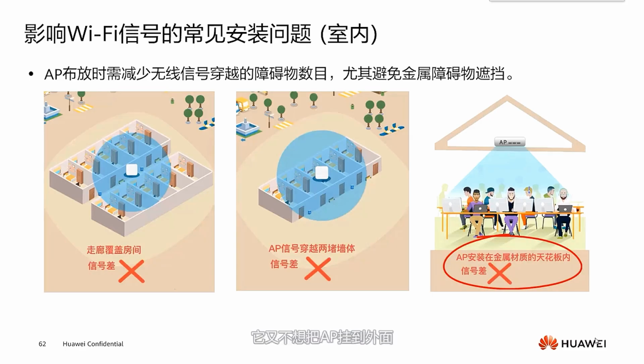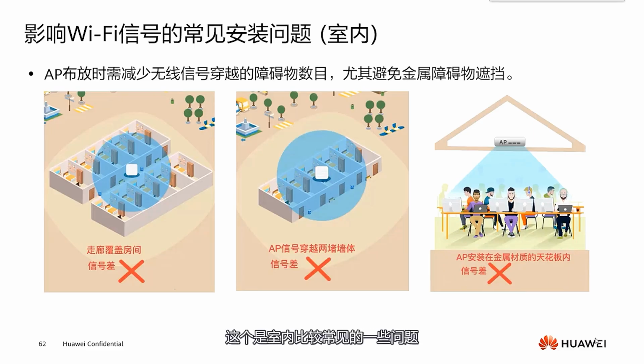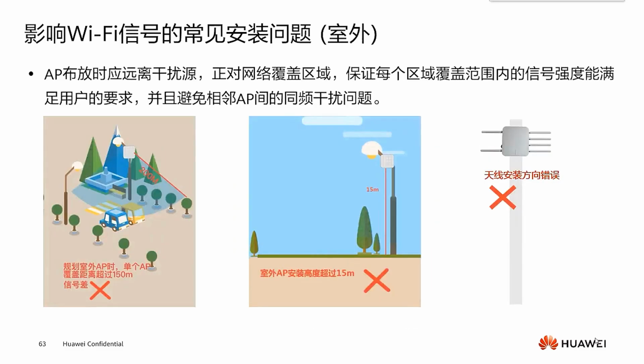Many companies' ceilings are made of metal panels. They don't want to mount the APs outside because it makes them feel unattractive. In this scenario, if it's placed inside the metal panel, it's very bad. Although it's just a thin layer of metal, the signal attenuation is very serious. It also affects the network signal strength, so this is also not recommended. These are some common issues indoors.